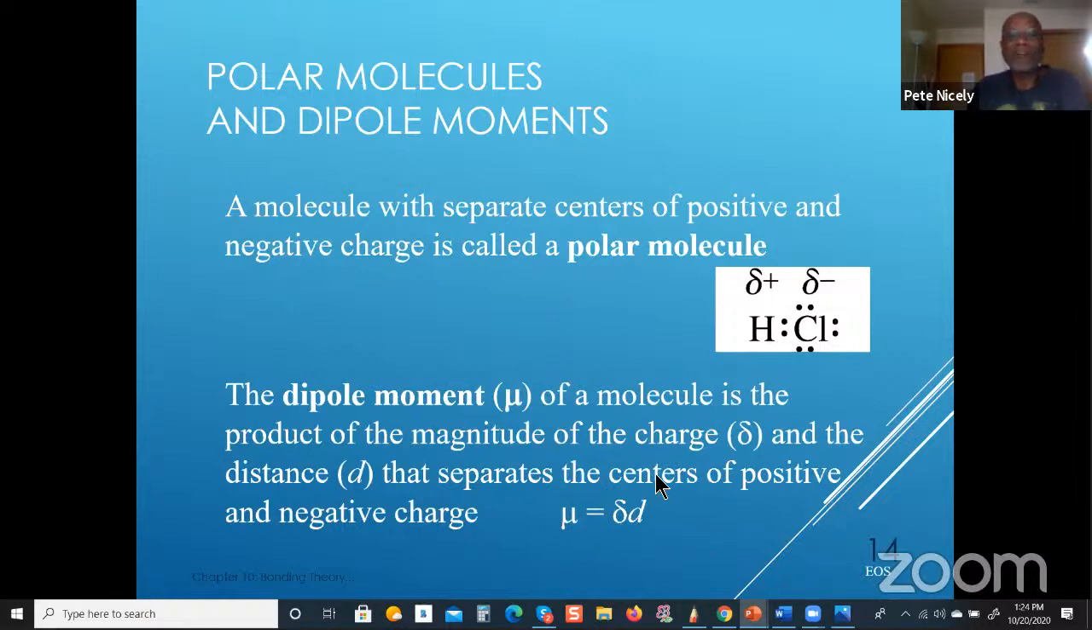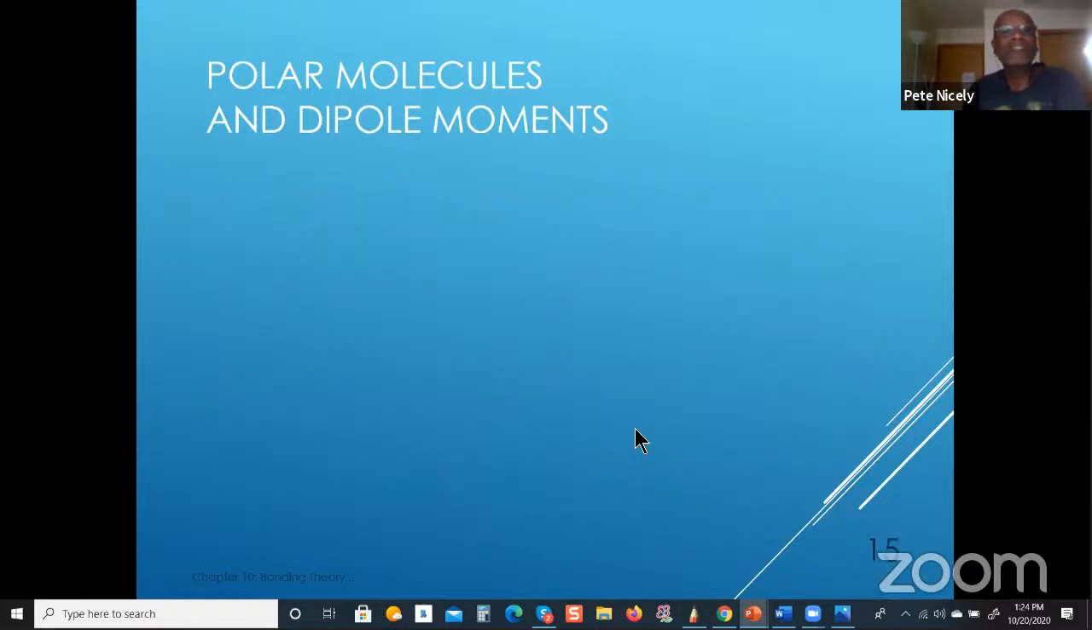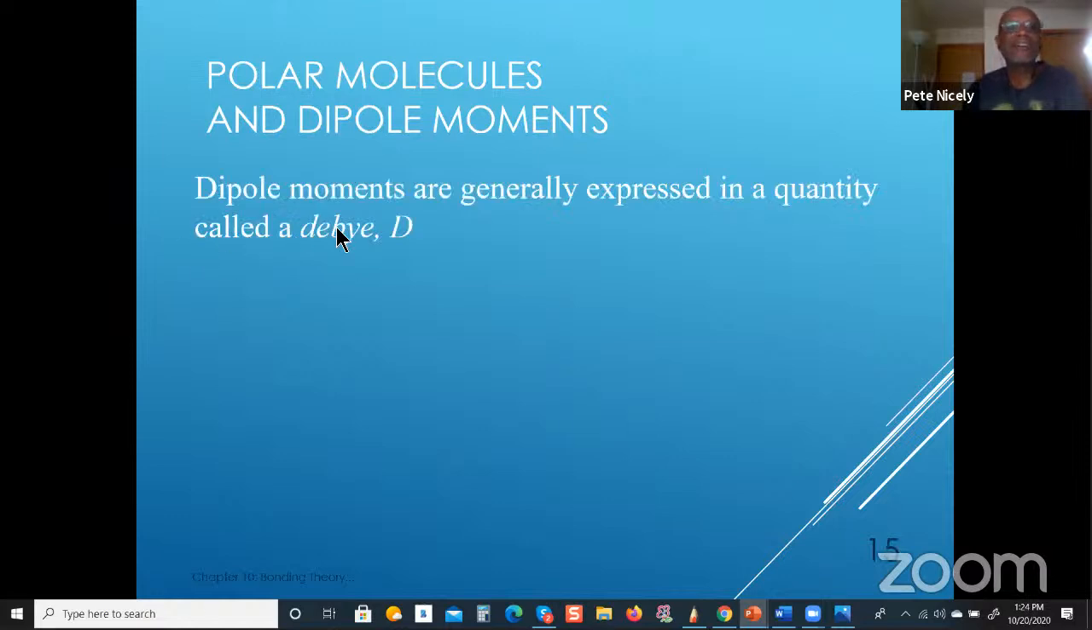And I forgot, what's the unit of dipole moment? Here it is. The unit of dipole moment is the Debye unit, uppercase D. So that's how we quantitatively express the dipole in a molecule or within a bond.